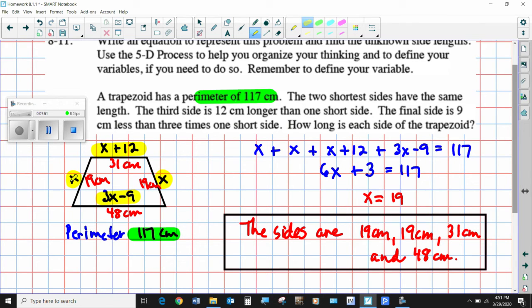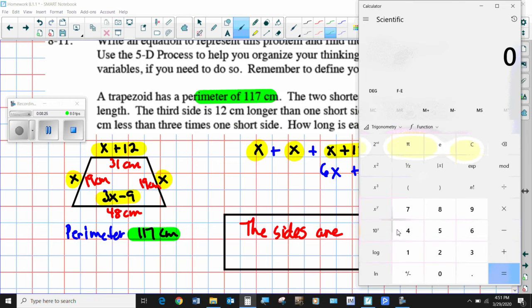And now the perimeter. Trapezoids have 4 sides, so you're going to add all those up. So there's an x, here's an x, there's the x plus 12, there's a 3x minus 9. And when you add up the 4 sides, you're supposed to get 117. So combine like terms. 12 and negative 9 make 3. And 1, 2, 3, 4, 5, 6 x's. Subtract 3 from each side, so 6 x's ends up being equal to what? 114.